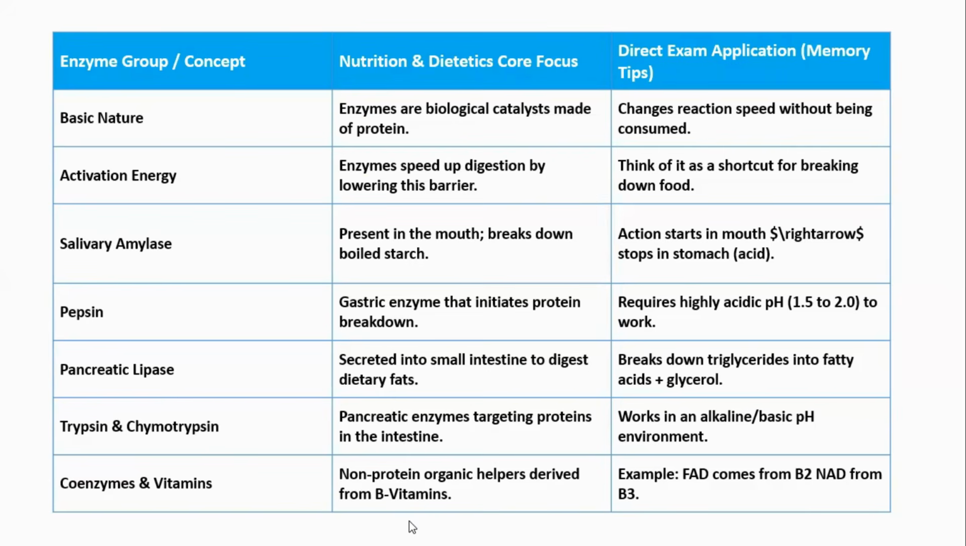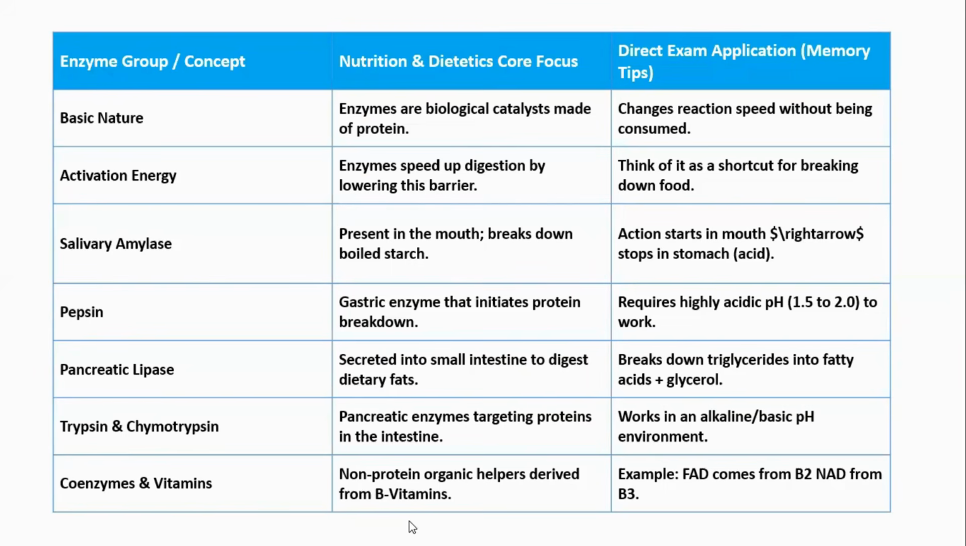Let's quickly revise the entire enzyme chapter in less than a minute. First, remember that enzymes are biological catalysts made mostly of protein. They speed up reactions but are not used up during the process. How do they speed up reactions? By lowering the activation energy, the shortcut that helps a reaction happen faster.